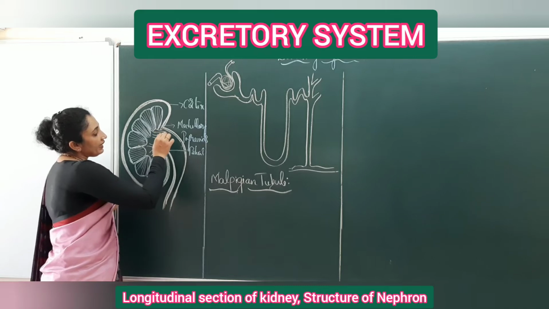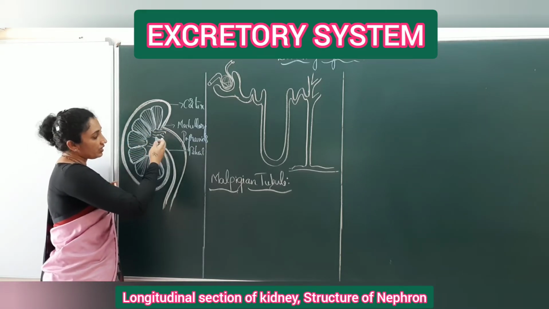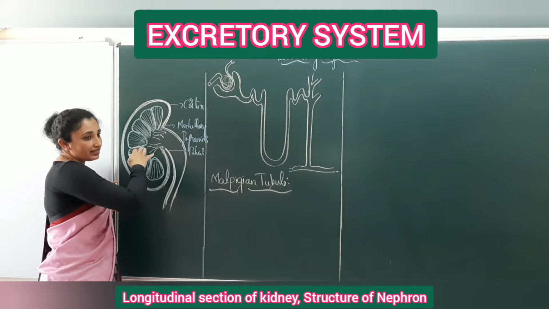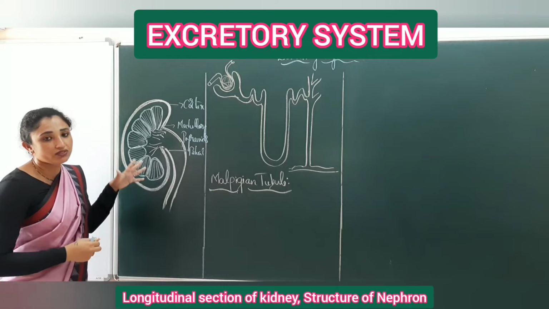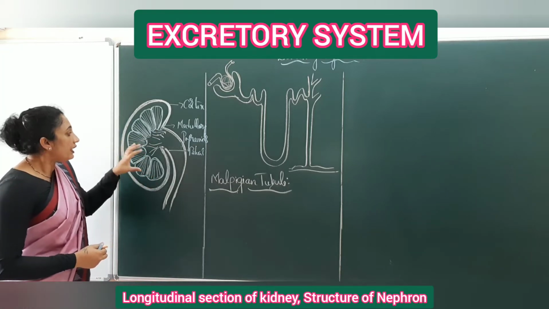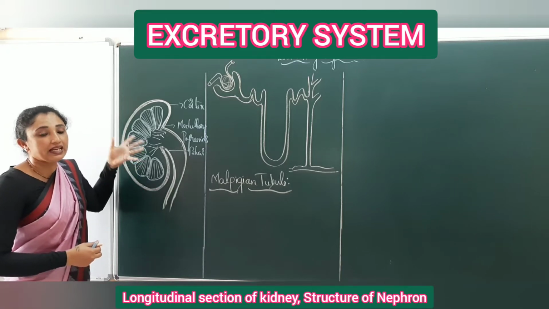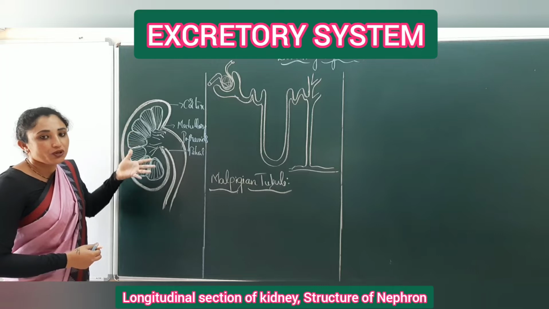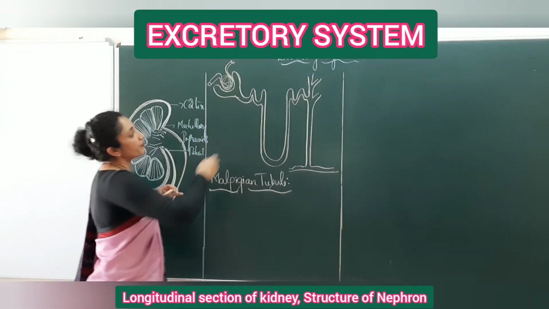Now the renal artery brings in the oxygenated blood, and once the blood enters the kidney, the purification of the blood takes place, that is the removal of the waste material and excess water from the blood. Now in which part of the kidney does this purification of the blood take place? The answer is nephron.